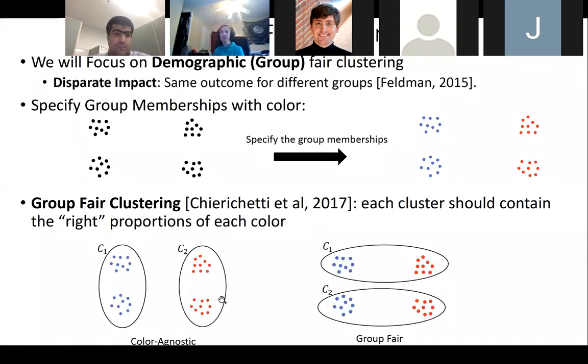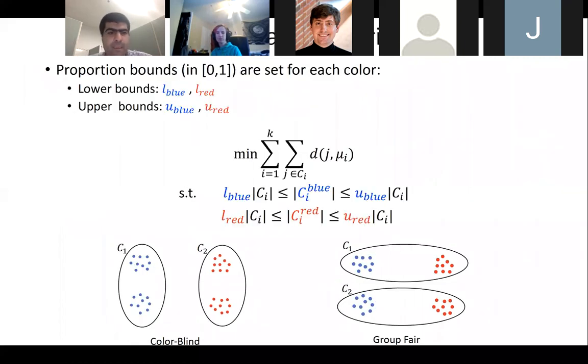And this is basically what would happen. If we use the color agnostic solution, we'd end up with clusters that all consist of the same color for this example. But if we were to use the group fair clustering, we would end up with clusters that mix the two colors and basically maintain a 50-50 proportion.